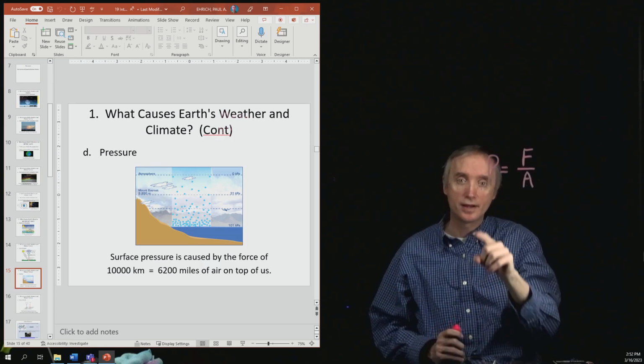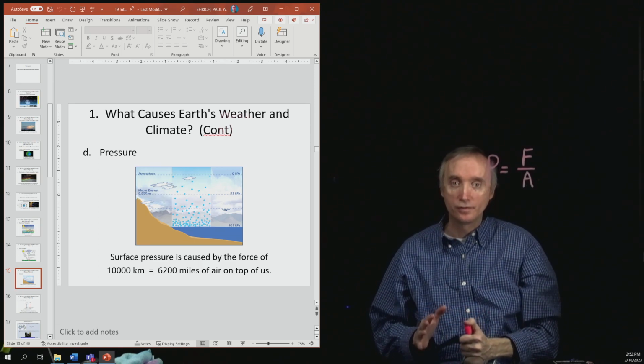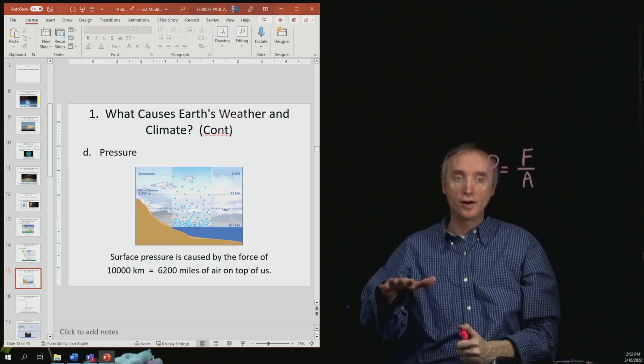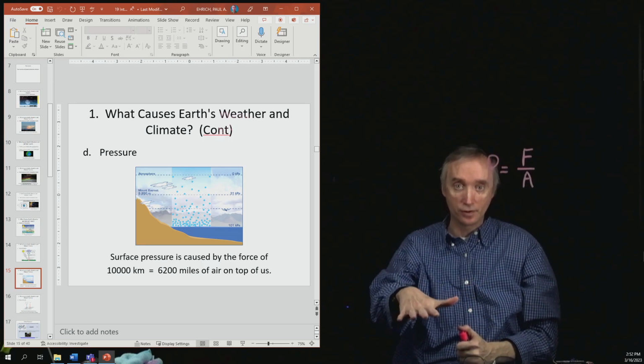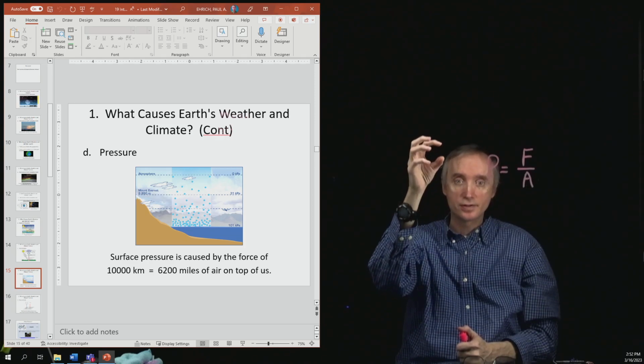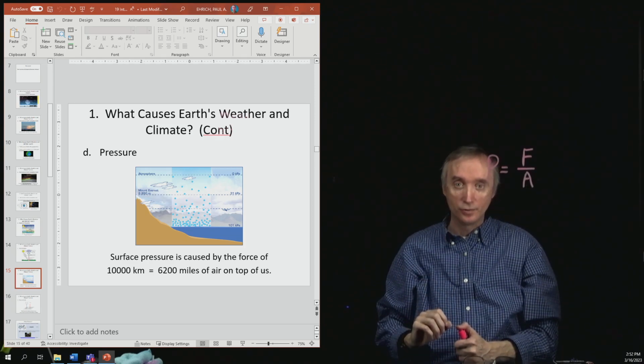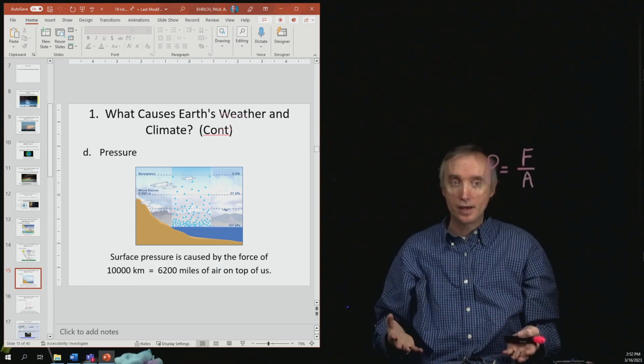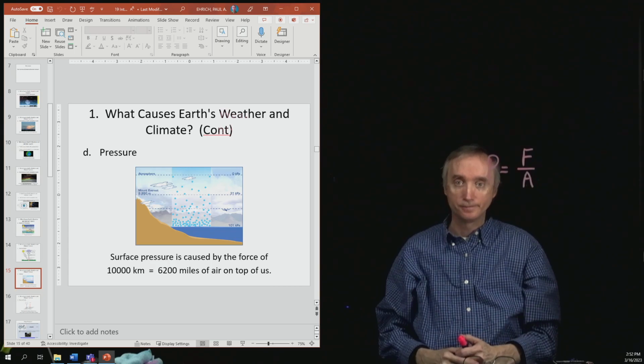And you can see from that diagram that most of Earth's atmospheric pressure is very, very close to the surface of the Earth. As you go up into the air, you have less and less air molecules, which means that the pressure peters off until finally you're in outer space where there is no pressure.